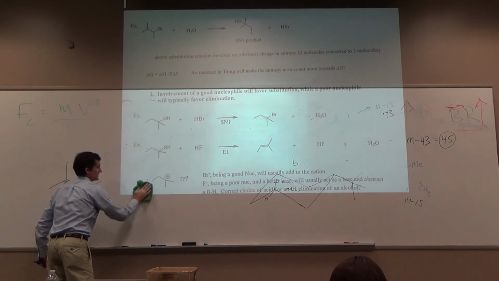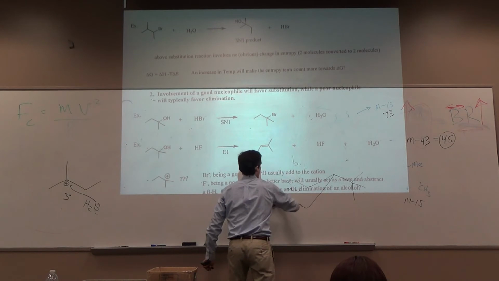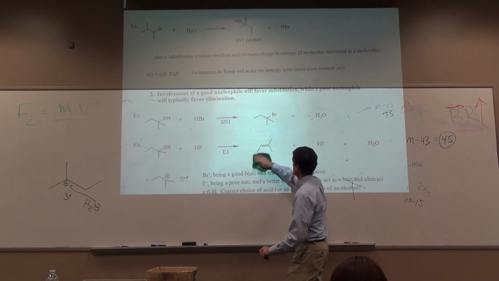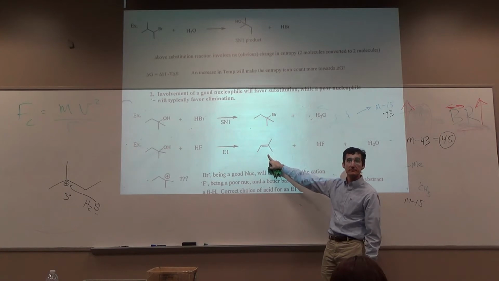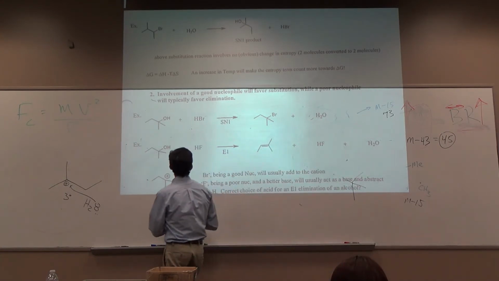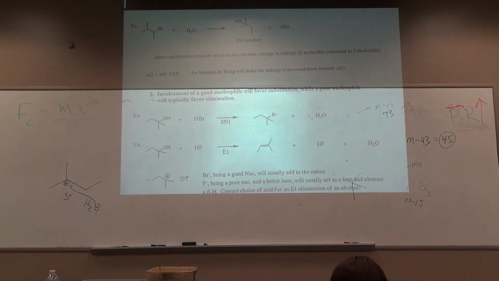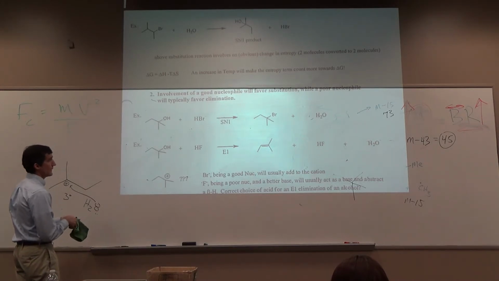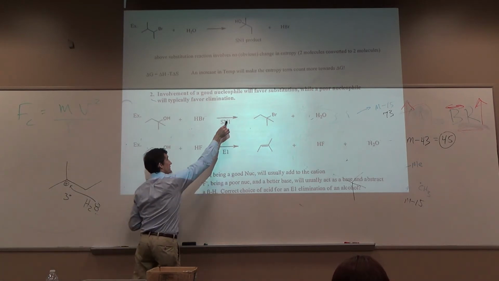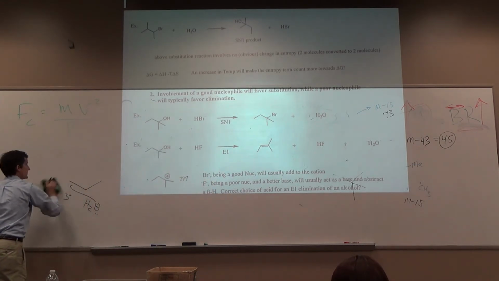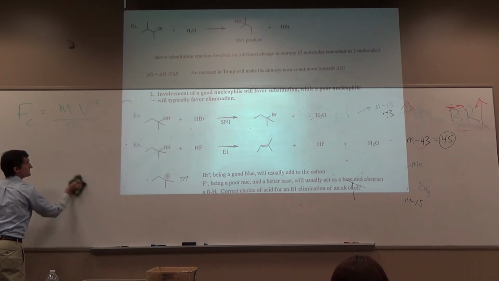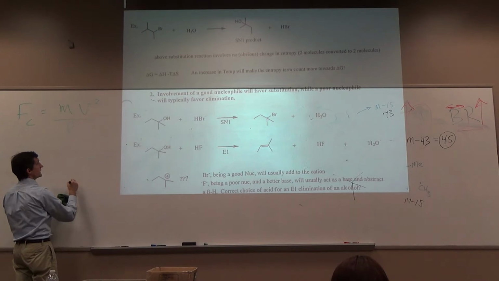But if you react it with HF, the major product is the elimination product. What's going on here? Well, which is a better nucleophile, Br minus or F minus? Br minus is a better nucleophile. F minus is actually a better base. See, that's that subtle difference between nucleophile and base. In both cases, it's SN1 or E1. And so, what's the common intermediate? Carbocation.